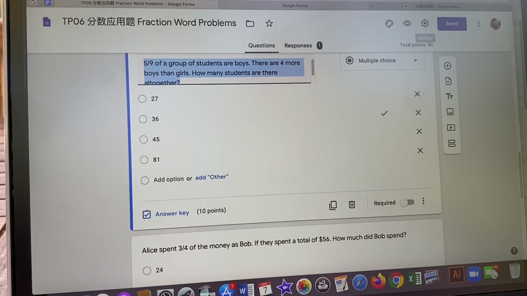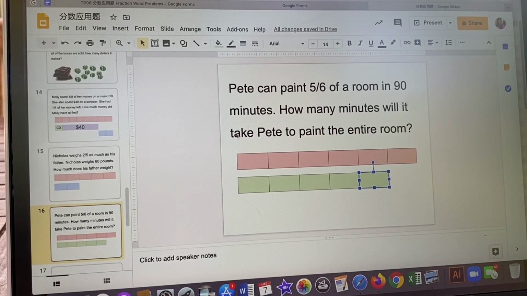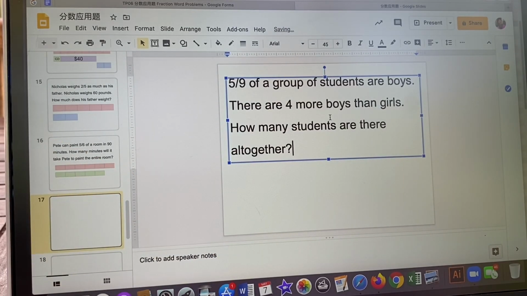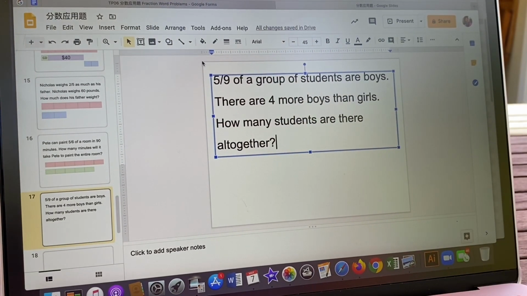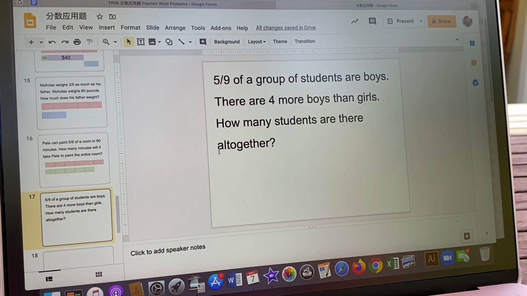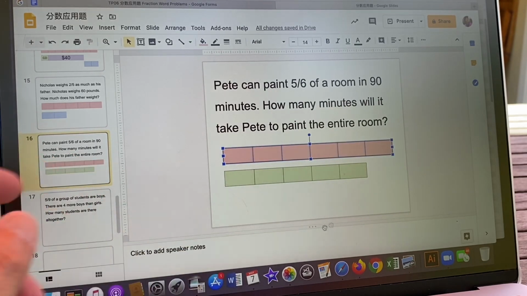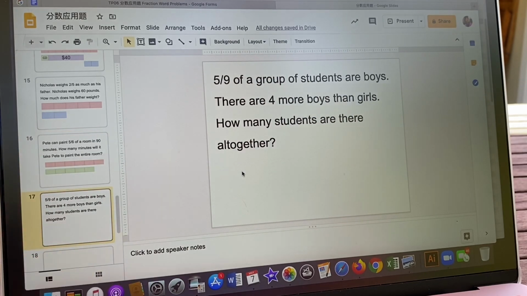Okay, this one. We can close this window. 5/9 of a group of students are boys. There are 4 more boys than girls. How many students are there altogether? 5/9 are boys. Okay, 5/9. So we need to do 9 blocks.